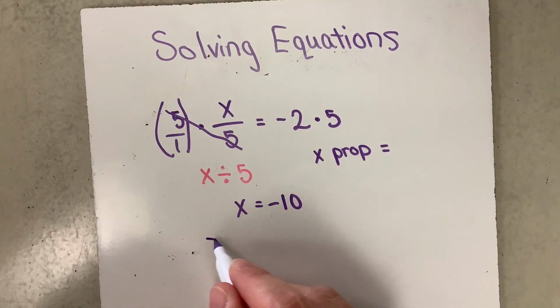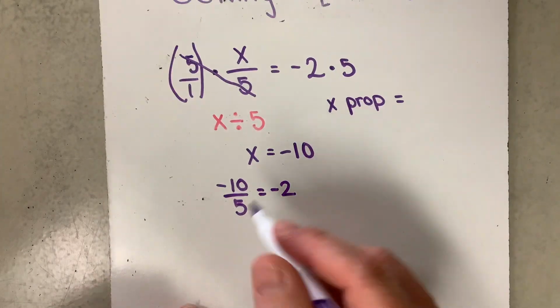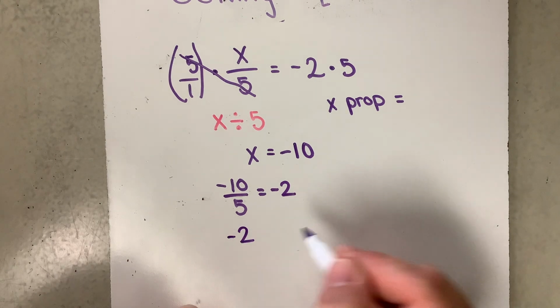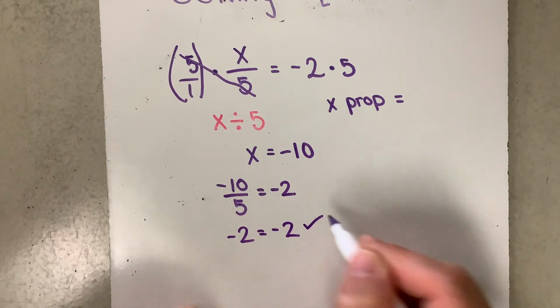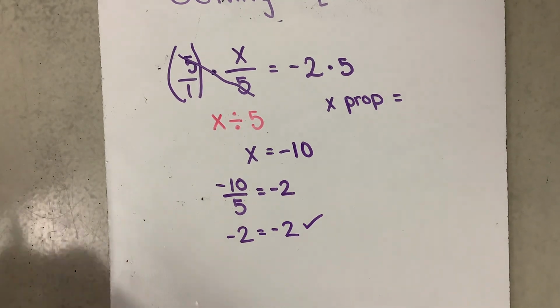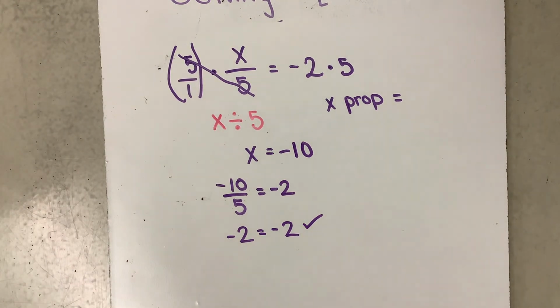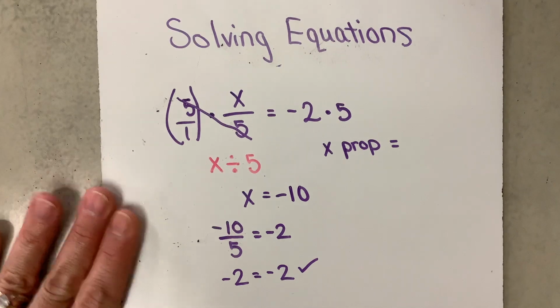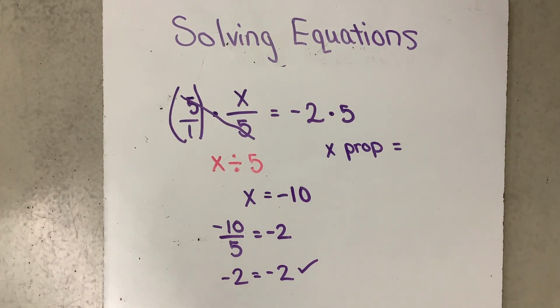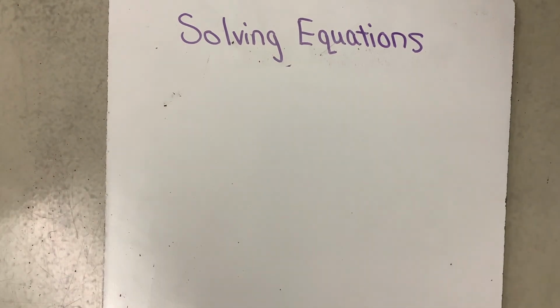Again, we could plug it back in. So negative 10 divided by 5, does that equal negative 2? And yes, 10 divided by 5 is 2, still negative, and that is true. Okay. Now, from there, we are going to solve two-step equations, but these are the basis of every single problem that we work. Okay, let me show you one more one-step using some fractions because these can sometimes cause problems.